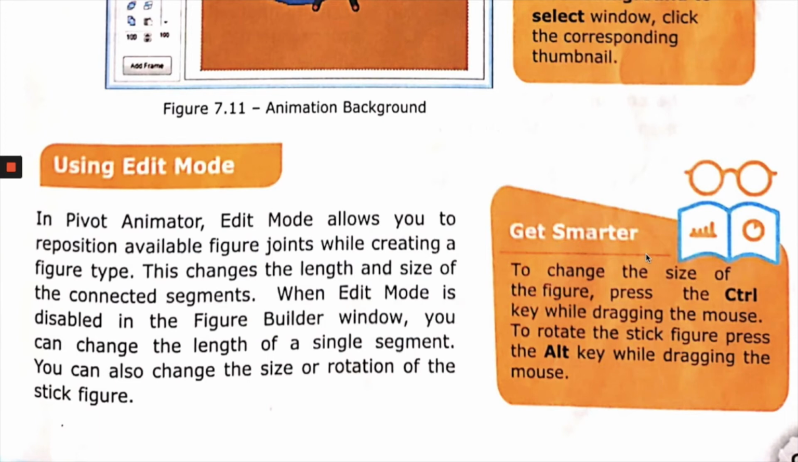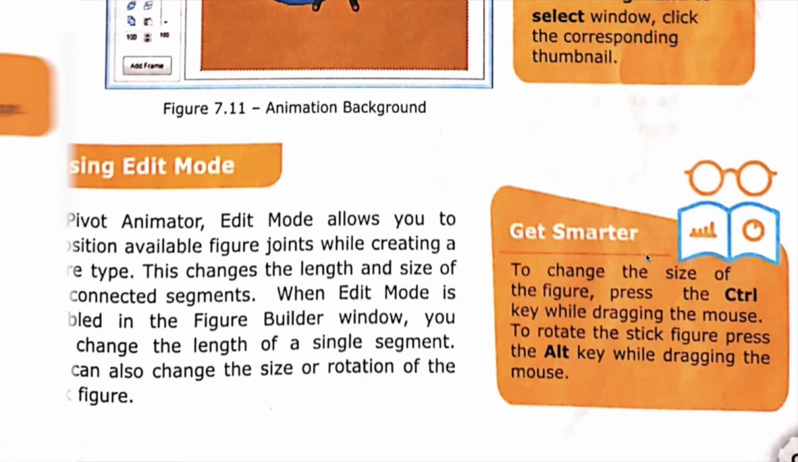Get smarter. To change the size of the figure, press the Ctrl key while dragging the mouse. To rotate the figure, press the Alt key while dragging the mouse.